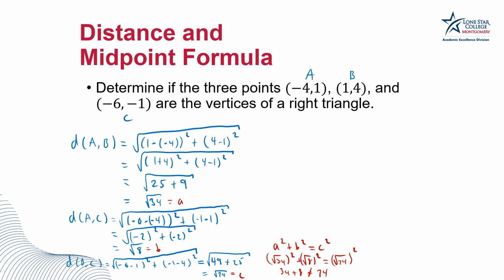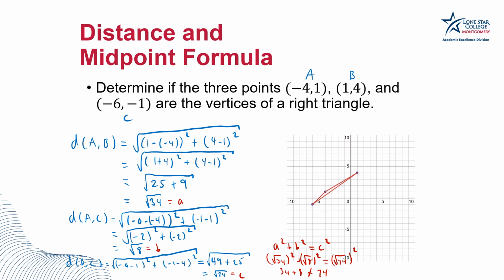So these 3 points will not be vertices of a right triangle, and we can see that by the graph here. If you notice, these points, when they're plotted, do not look like a right triangle. So our answer here would be no. It is not a right triangle.